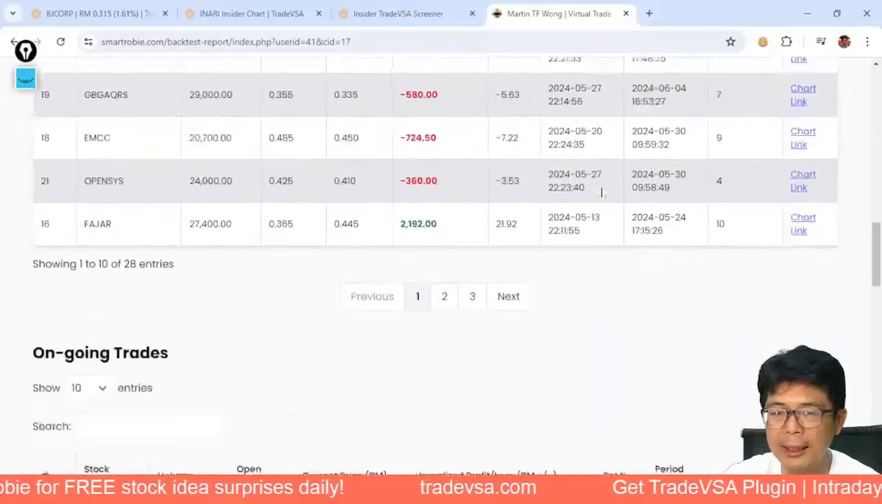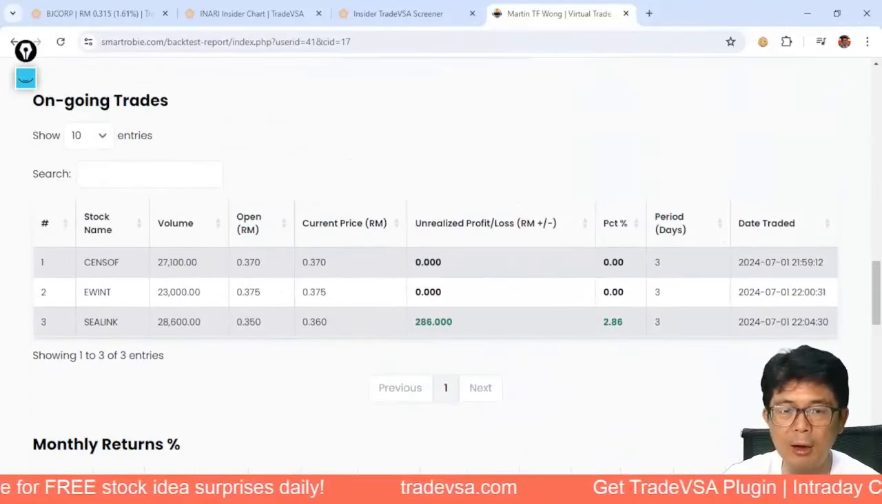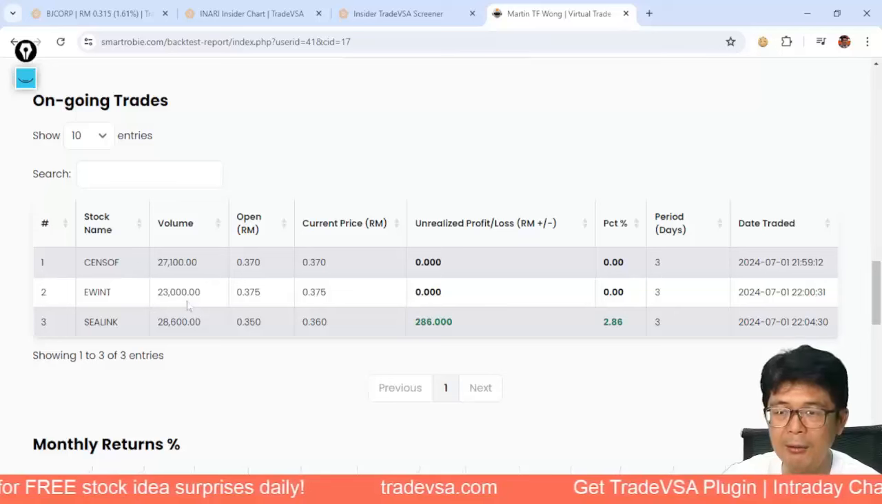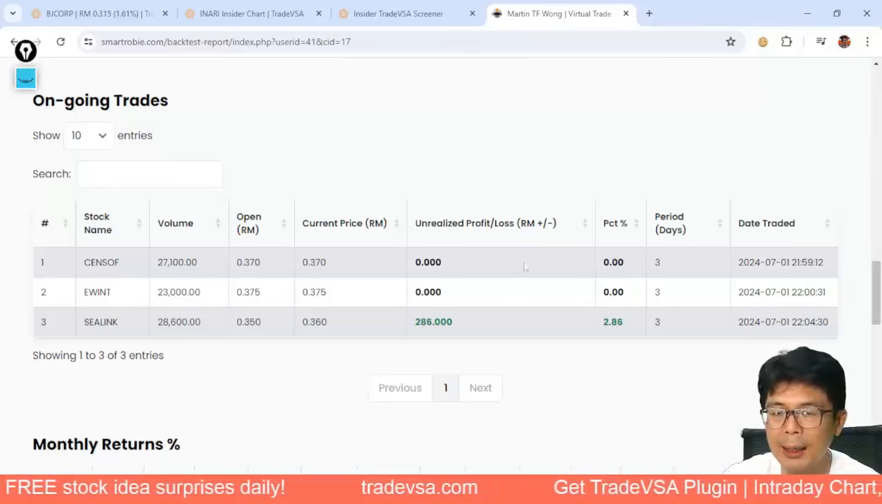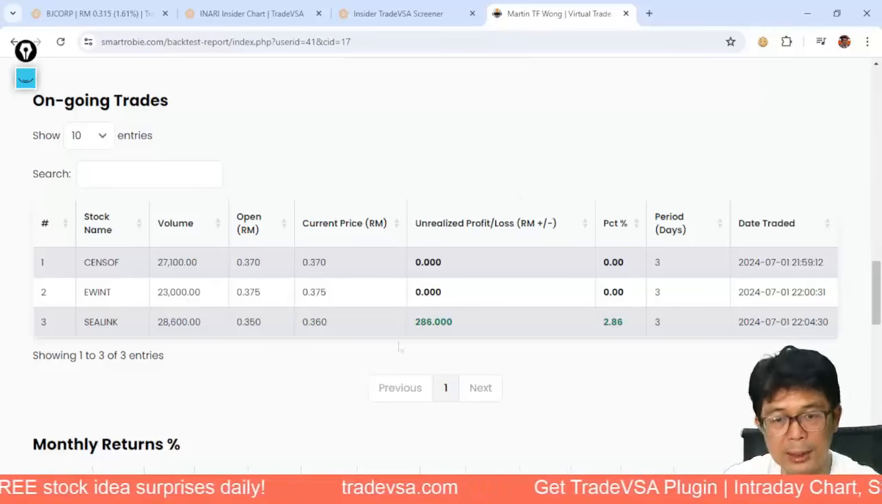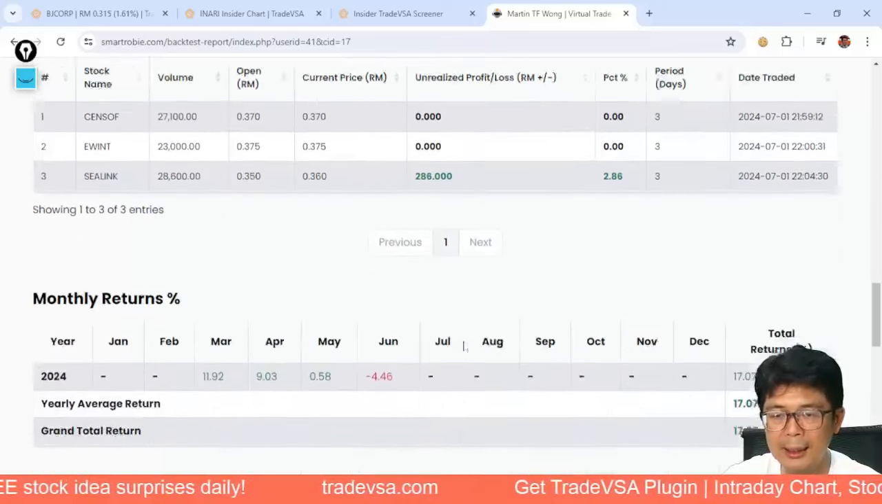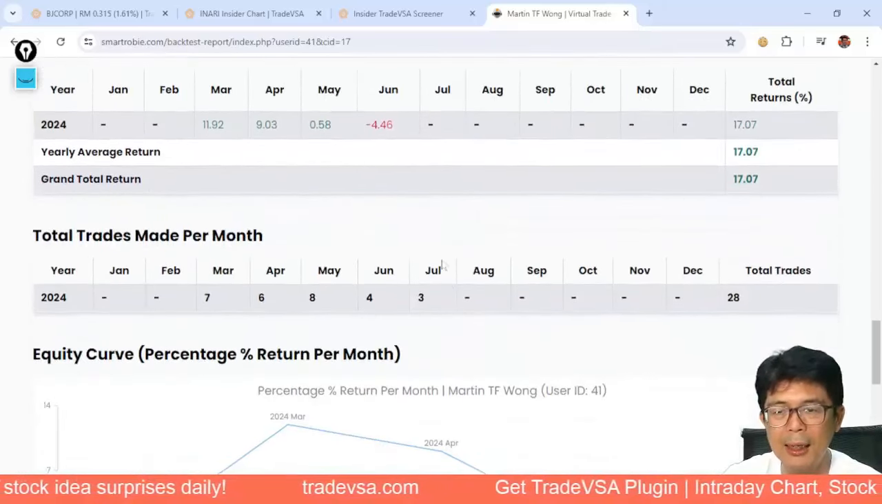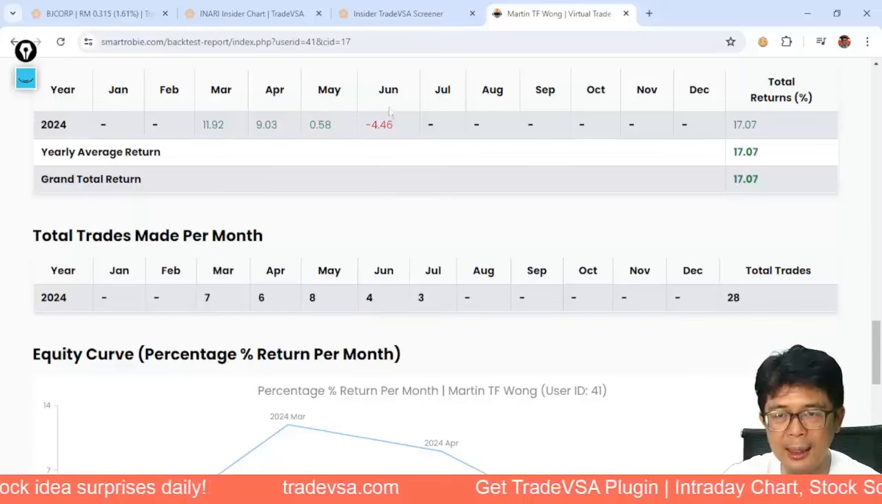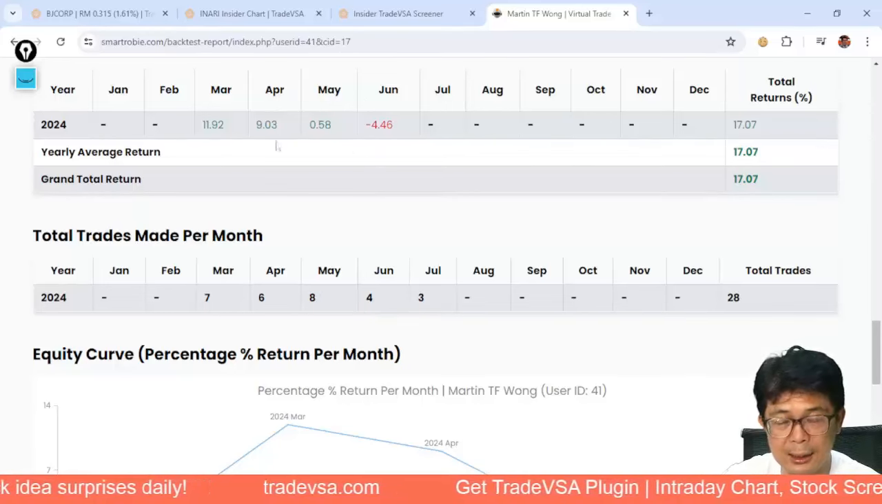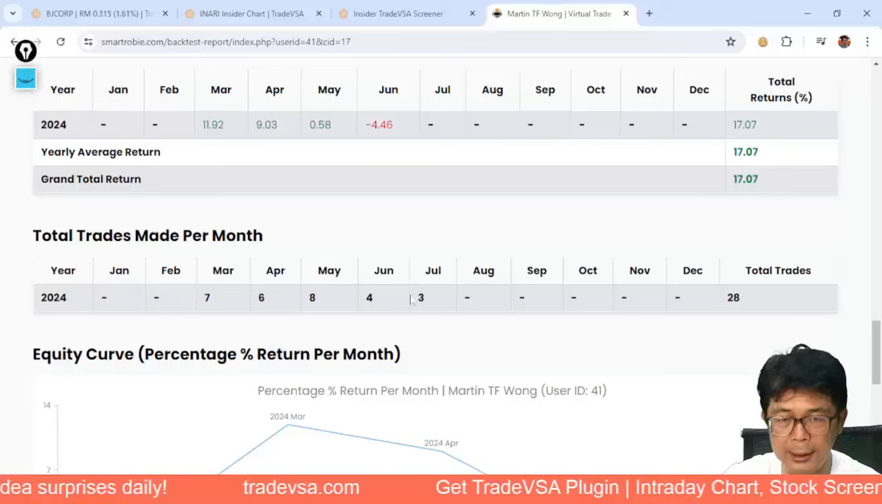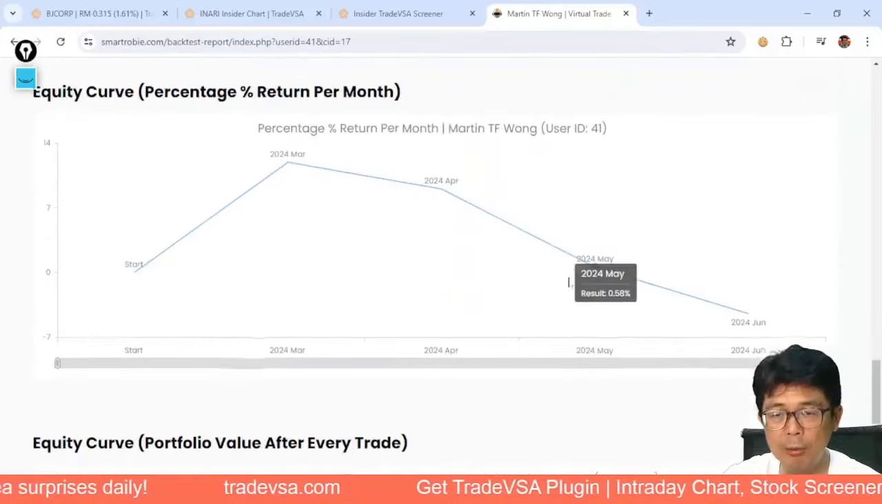My Sensor, you can see Sensor was the most recent one I got in. EWINT finally turned around, and Ceiling has reversed. Previously it was down, and now it's coming back, and let's hope the number of trades also gets less. As you can see, when I'm winning, I actually trade more. When I'm losing, I trade less. That's the strategy going forward.